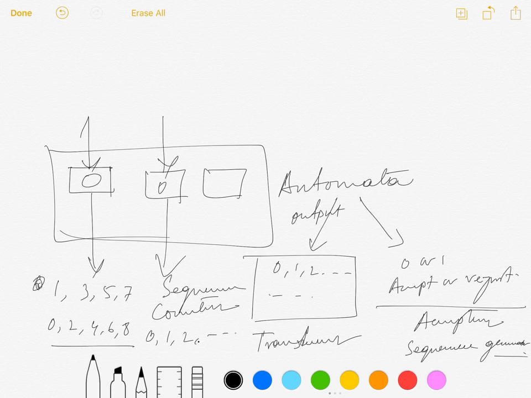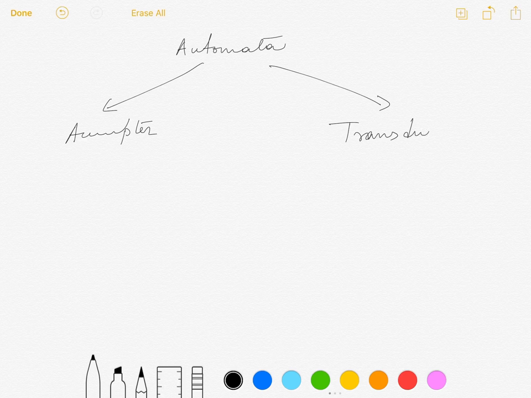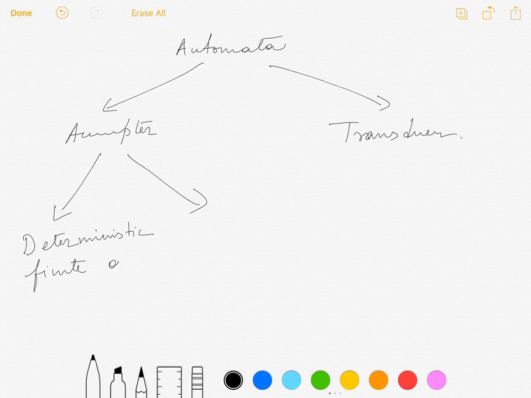Now, already we got that automata is of two types, one is acceptor, another is transducer. Now acceptor is again of two types, one is called deterministic finite acceptor, or DFA, another is called non-deterministic finite acceptor, or NFA, sometimes it is also called NDFA.